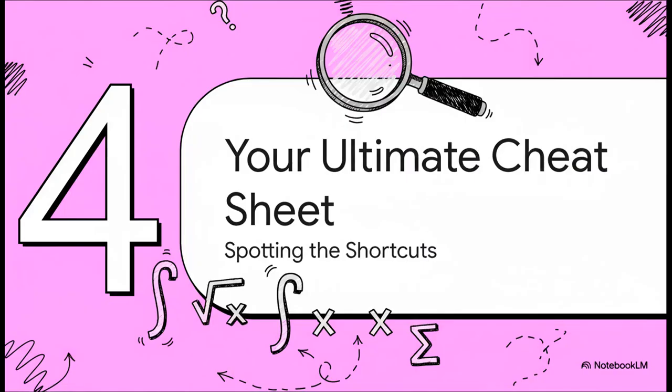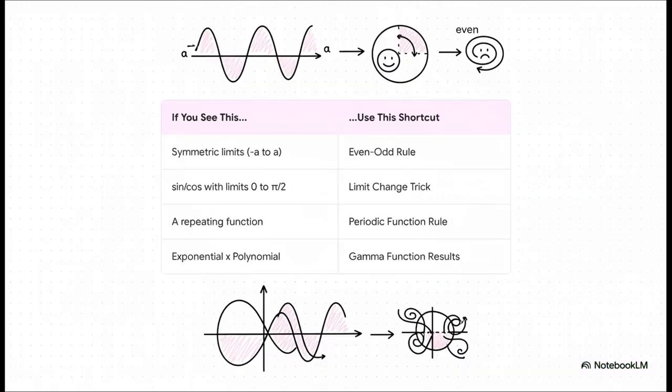So, we've covered a lot of ground. How in the world do you remember which trick to use and when? Well, that's where this comes in. Think of this as your field guide for spotting these shortcuts out in the wild. This is your cheat sheet. It's pretty simple. If you see symmetric limits, like negative 5 to 5, your first thought should be, is this function even or odd? If you see trig functions with limits like 0 to pi over 2, you should try the limit change trick. See a function that clearly repeats? That's a job for the periodic rule. Heck, there are even known results for specific combos like an exponential times a polynomial.